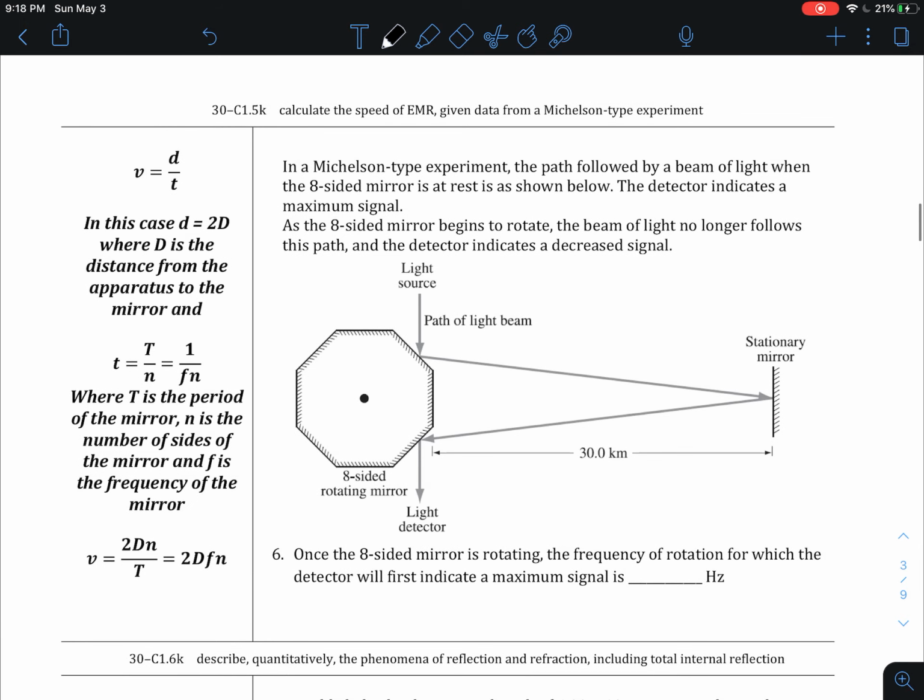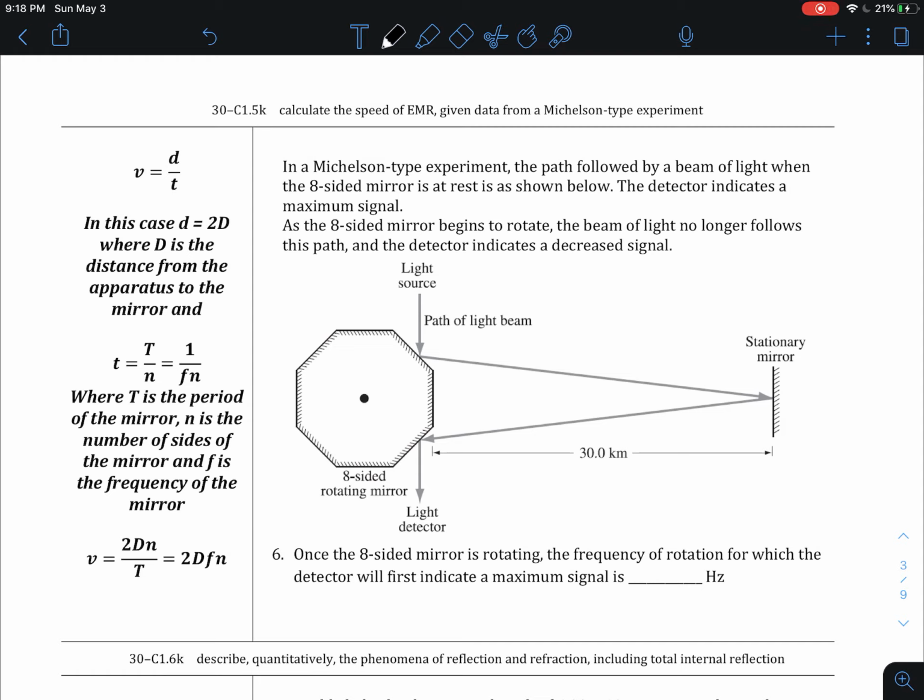In Michelson's method, we are using an 8-sided mirror. In this case, light travels, hits a certain section of the rotating mirror, travels a large distance, 30 kilometers in this case, and then back an additional 30 kilometers. So a total of 60 kilometers.